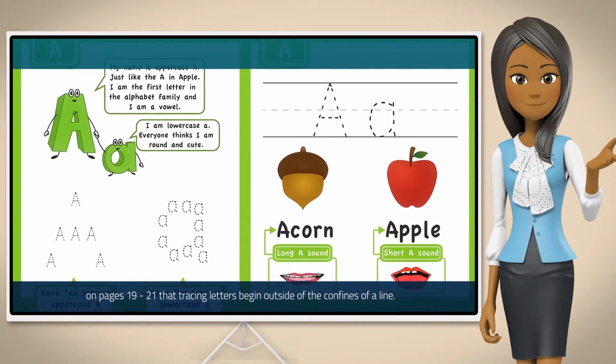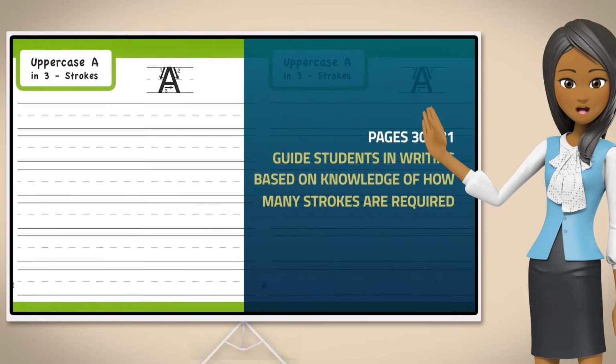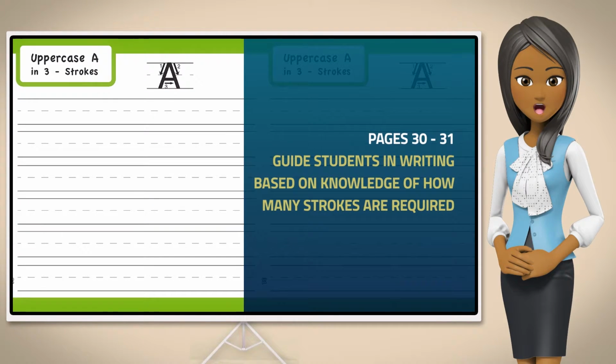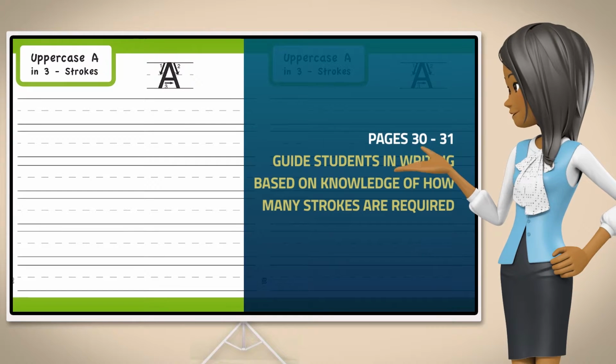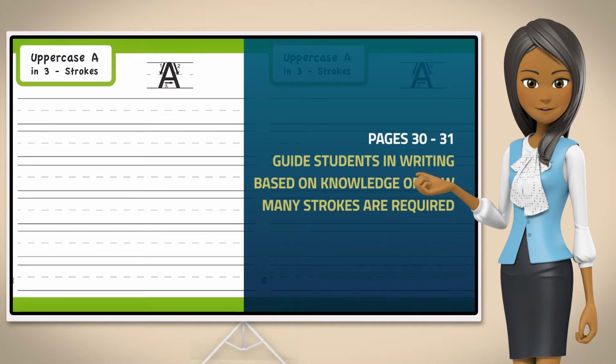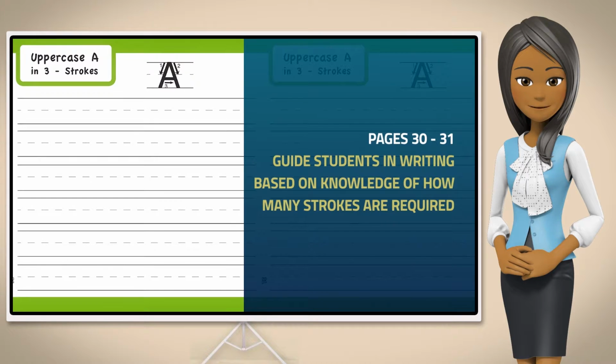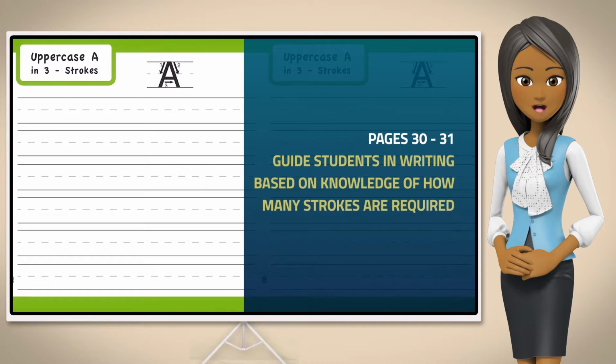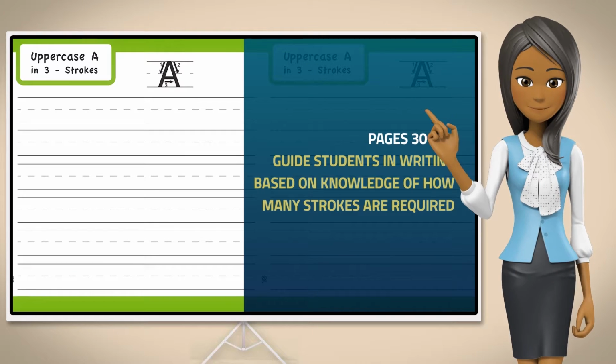For example, pages 30 and 31 guide students in writing based on knowledge of how many strokes are required. At this point, children are not concerned with pencil gripping and fluently forming strokes. They practice that during tracing. Now they are concerned with remembering how many strokes it takes to write uppercase A versus lowercase a, and writing the letters on lines in the absence of trace markers.